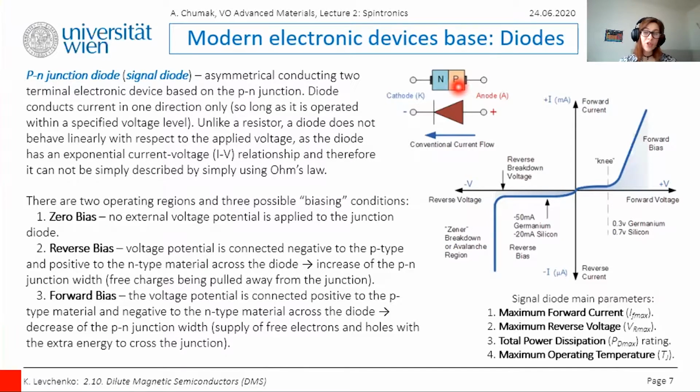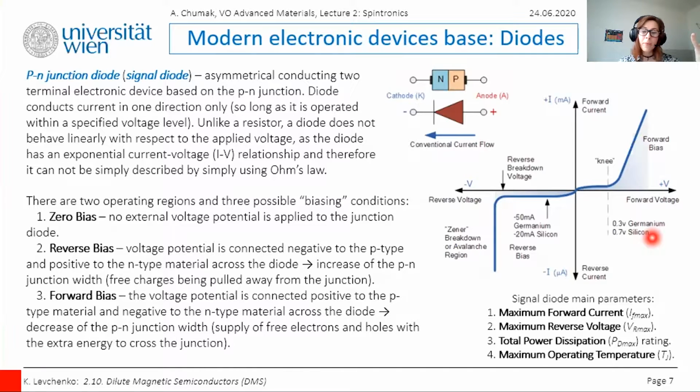In a forward bias regime, the negative voltage is applied to the n-type material, as in the case of the scheme, and the positive voltage is applied to the p-type material. So if the external voltage becomes greater than the value of the potential barrier, for germanium 0.3 volts, for silicon 0.7 volts, the potential barrier of the depletion region will be overcome, and current will start to flow.